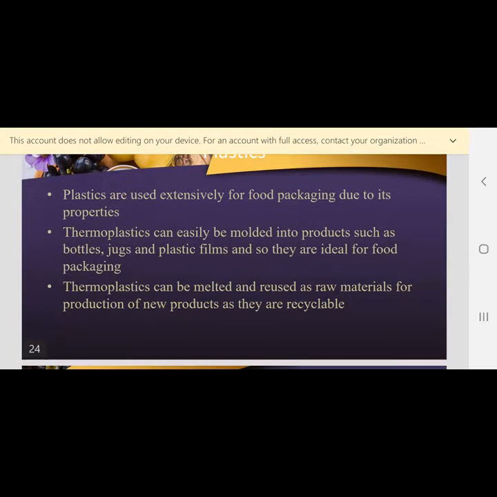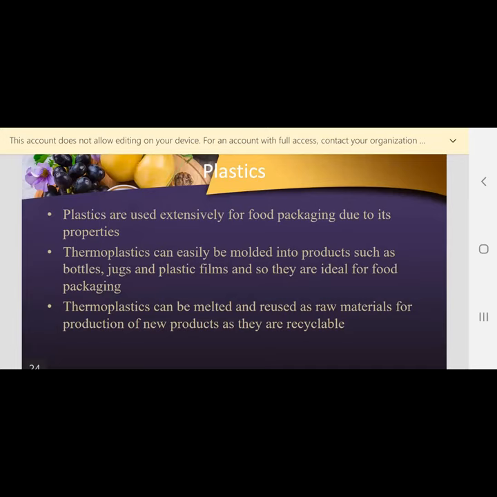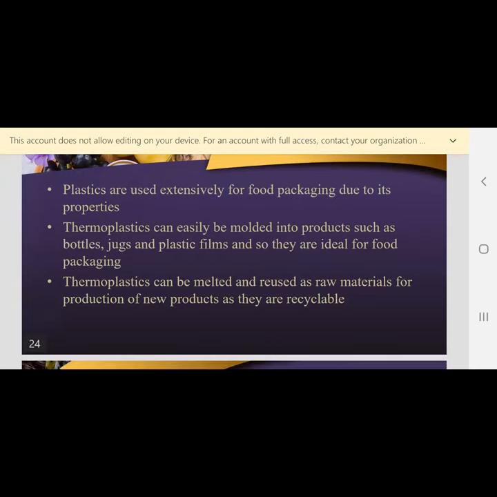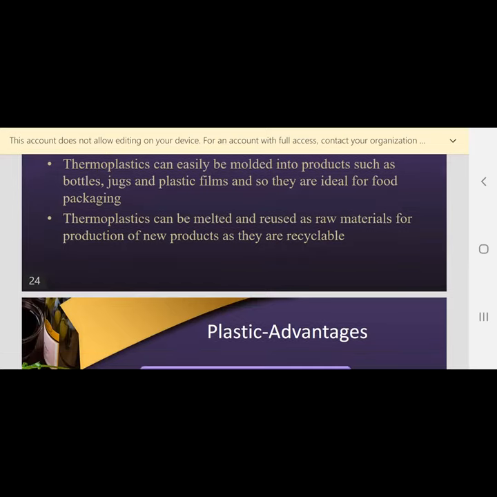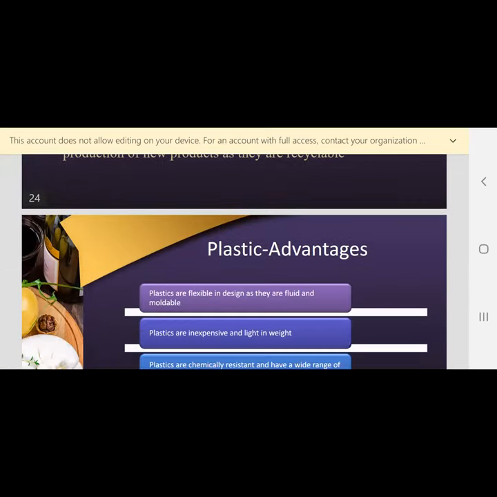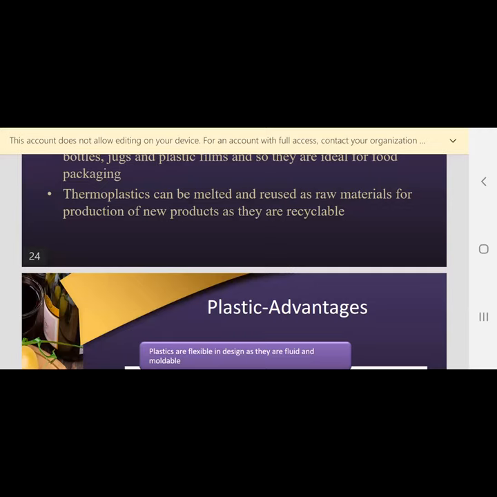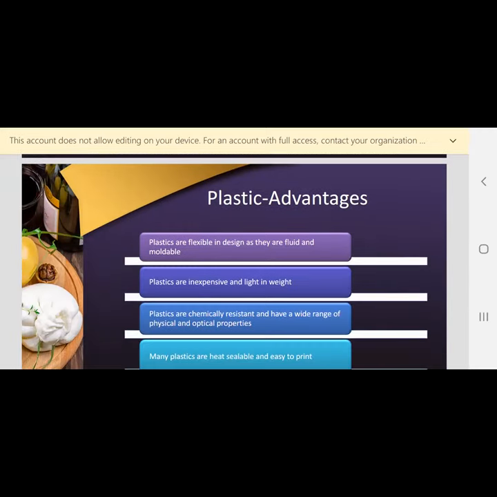Majorly, I feel that 60 to 65% of the packaging industry depends on plastic. So it is an extensively used packaging material. The thermoplastics can easily be molded into products such as bottles, jars, plastic films. Thermoplastic can be melted and reused as raw material for production of new products as they are recyclable. Now we will look at the advantages part. Plastics are flexible in design. In melted condition, it is fluid and moldable.